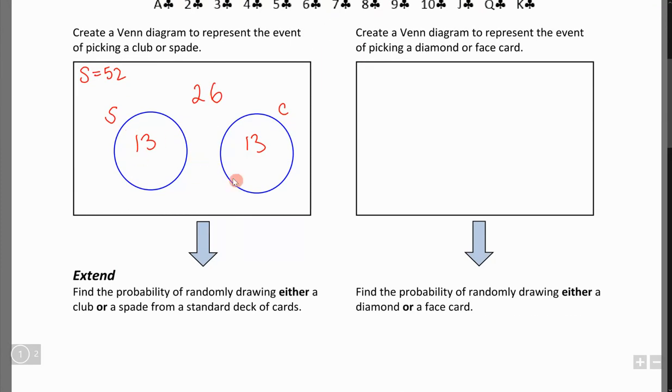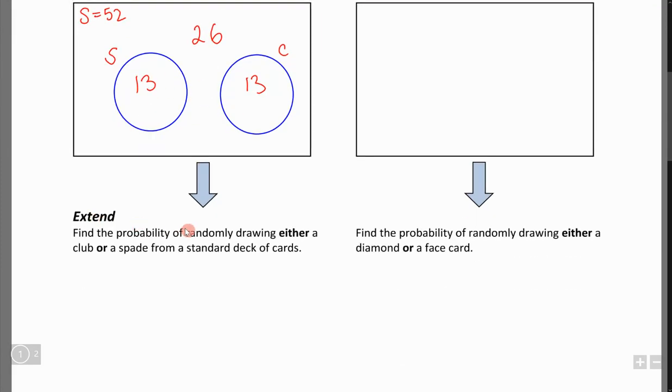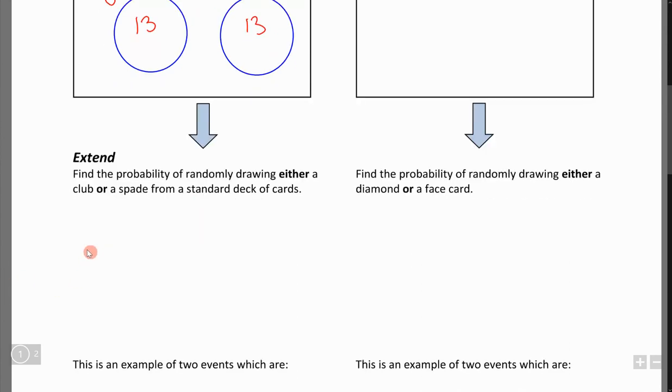Extending from this Venn diagram, let's find the probability of randomly drawing either a club or a spade from a standard deck of cards. So I'm interested in finding the probability of drawing a club or a spade. So I have to also add the probability of drawing a spade. That's what that or means. We're combining them. Think of it like the union of two sets from what we did in our previous lessons. The union of these two sets. I'm going to add the 13 and the 13 and find a probability.